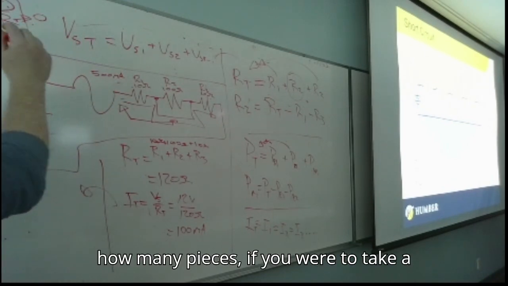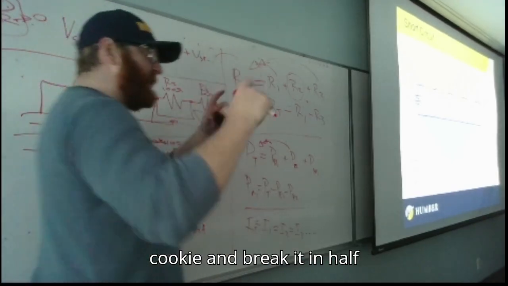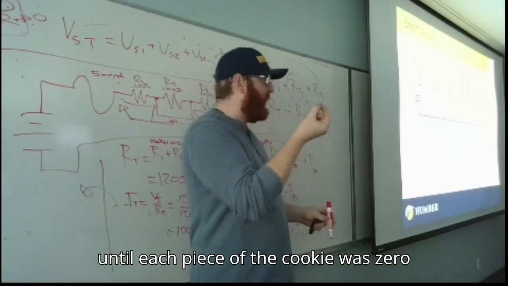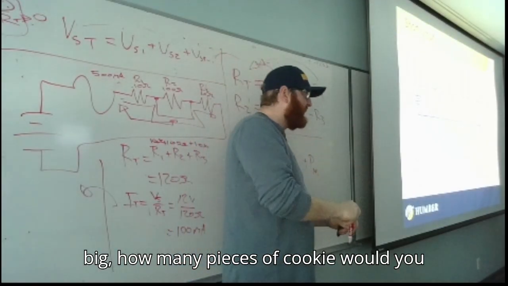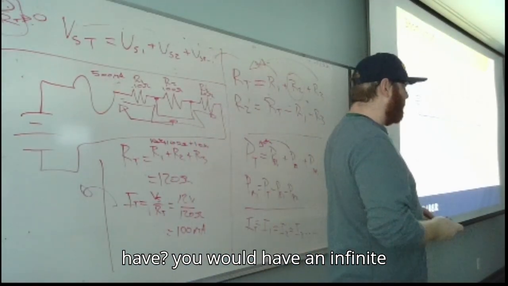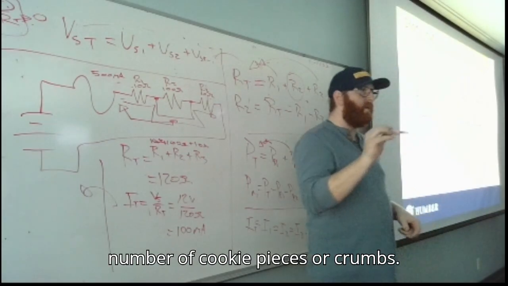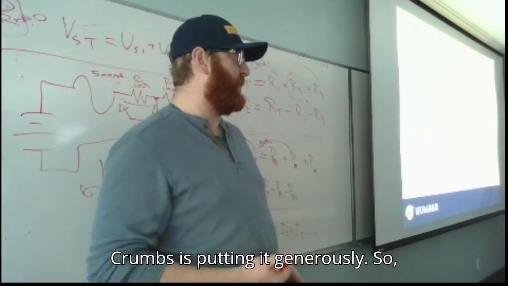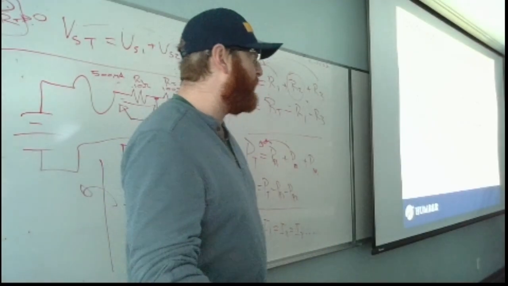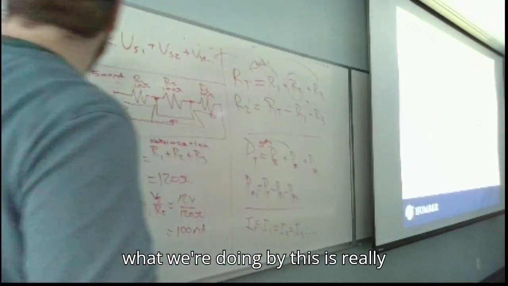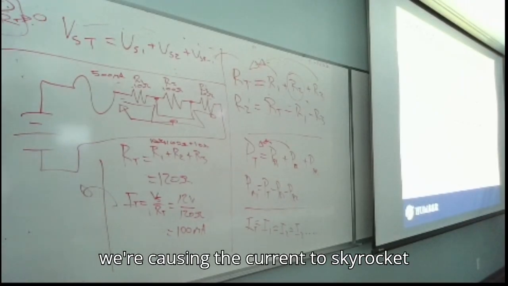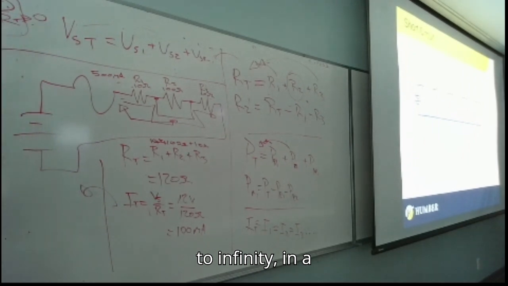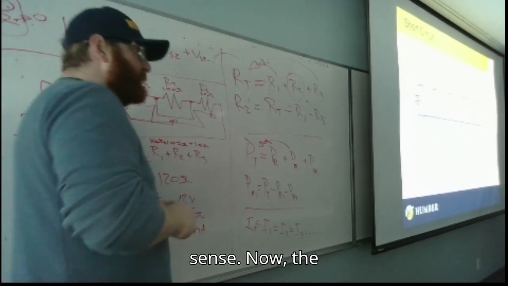And if you were to take a cookie and break it in half until each piece of the cookie was zero big, how many pieces of cookie would you have? You would have an infinite number of cookie pieces or crumbs. Crumbs is putting it generously. So what we're doing by this is really causing the current to skyrocket to infinity, in a sense.